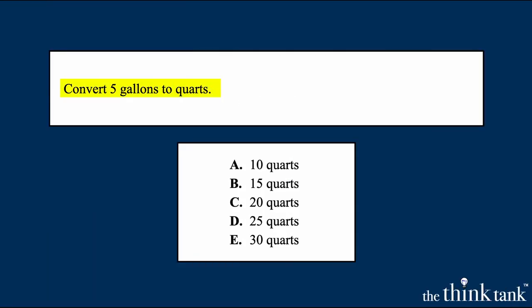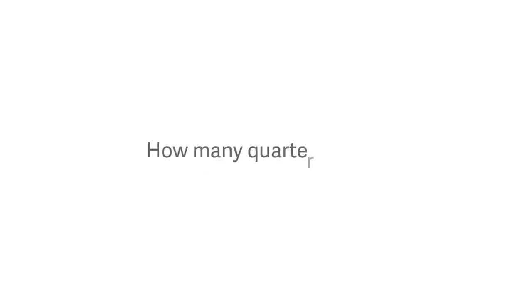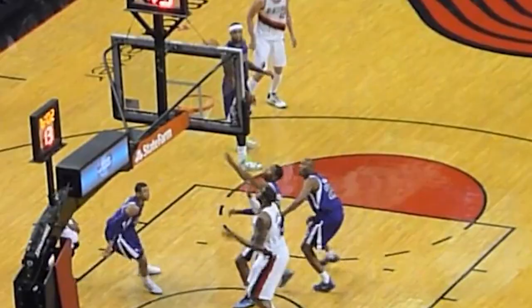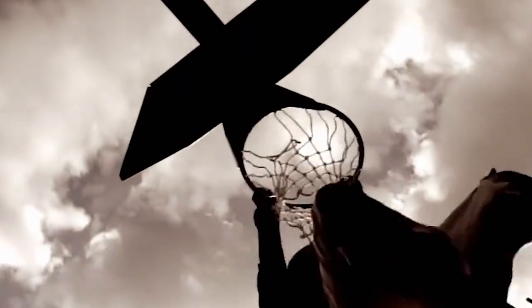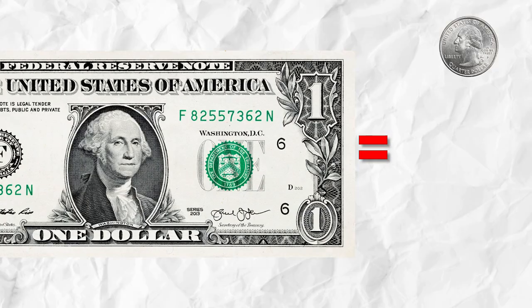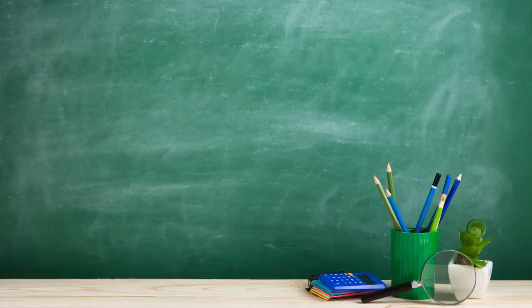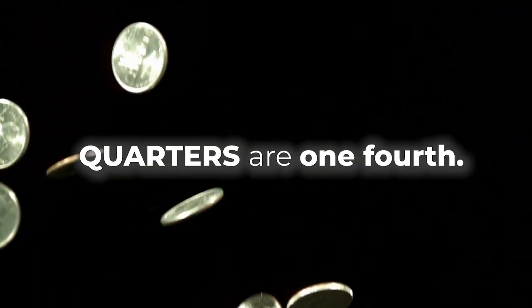Convert 5 gallons to quarts. Let's go. Let me ask you a couple helper questions here. How many quarters are in a game of basketball? Yeah, that's 4. How many quarters are in a dollar? That's 4. How many quarters do you have in a school year if your school year works on quarters? Yeah, you know, it's 4. Quarters are 1/4. That's why they're called quarters.